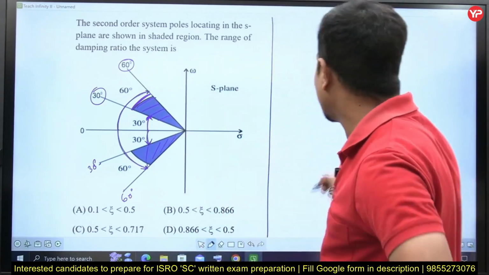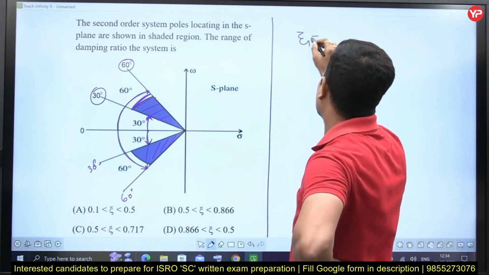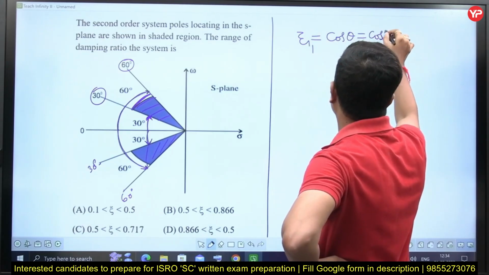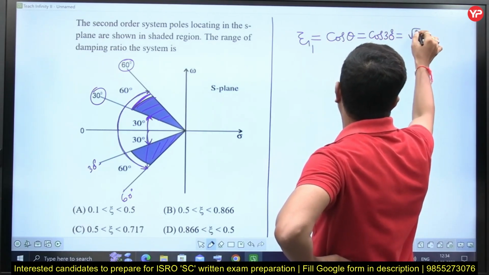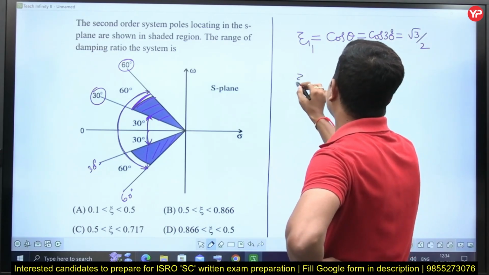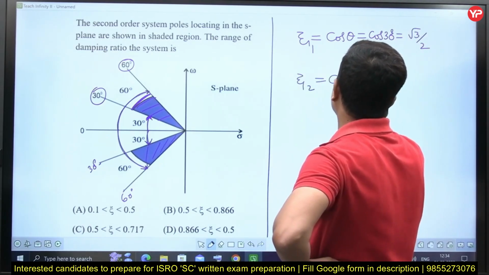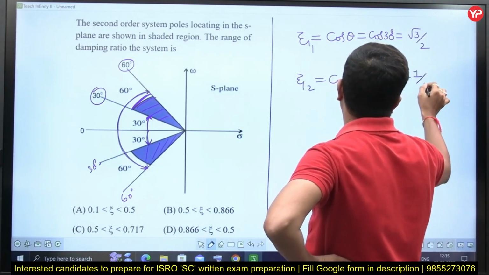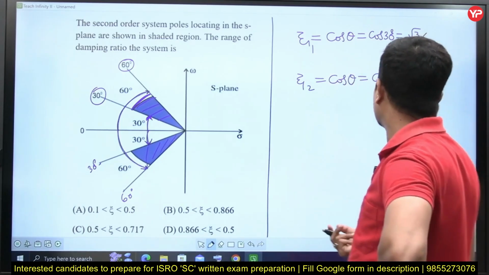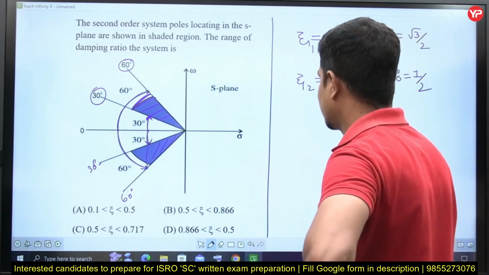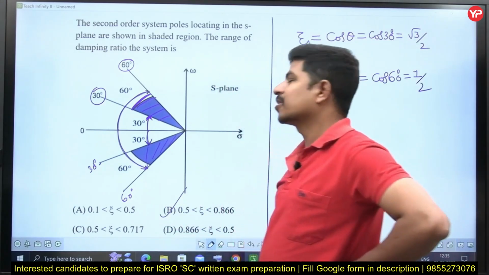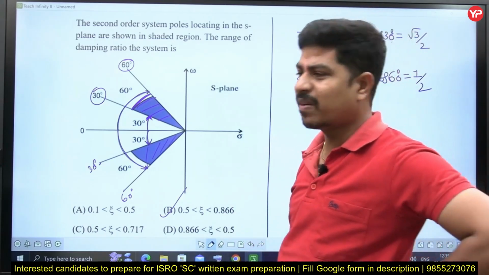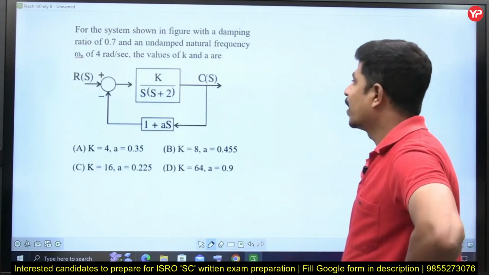What is damping ratio zeta? Zeta is equal to cos theta. So zeta 1 is cos 30, and cos 30 is root 3 by 2. Another, zeta 2 is equal to cos 60, that is equal to 1 by 2. The damping ratio is going to vary between 0.5 to 0.866. Somewhat the diagram looks confusing, but you have to look carefully. If you look carefully, then you are going to get the perfect answer. Let's go to the next question.